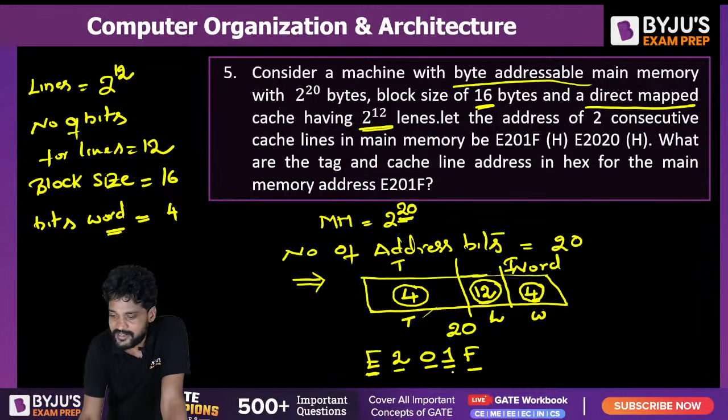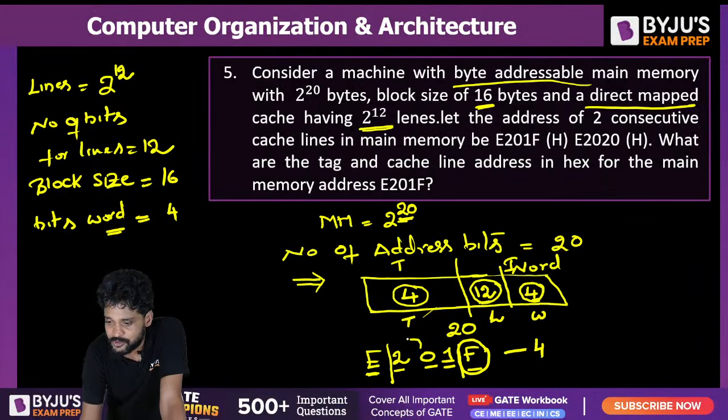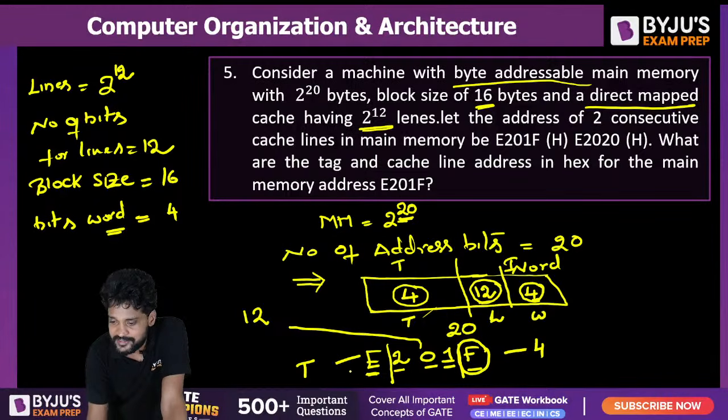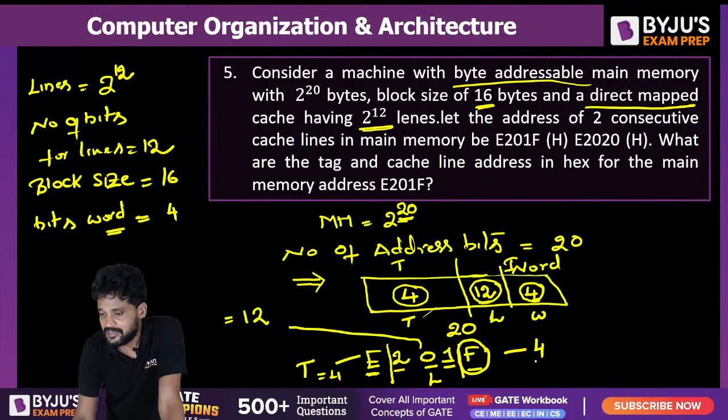E201F. Now we can clearly divide it this way, because one alphabet represents 4 digits, and the word field is equal to 4 digits. This is 4, this 201 is 12, and this one is the tag. The tag is equal to E, which is 4 digits, and the line is equal to 201, which is equal to 12 digits. The last bit is equal to the word field, which is 4 digits.